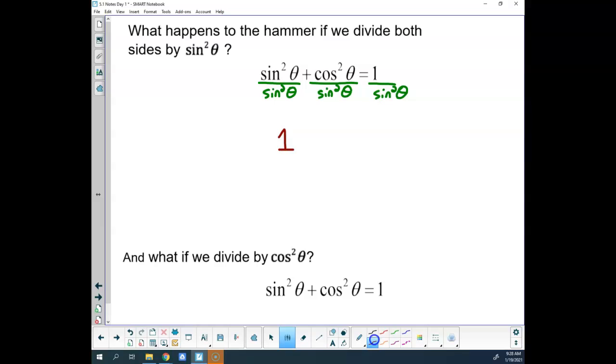Cosine squared divided by sine squared. Not cotangent, it would be cotangent squared. Yep, so it would be cotangent squared. One divided by sine squared is cosecant squared.